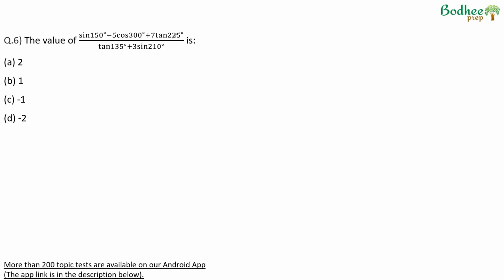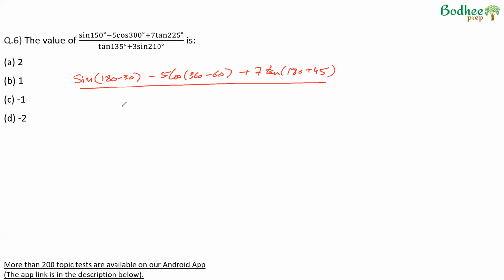Find the value of sin 150, cos 300, tan 225, tan 135, sin 210. Sin 150 will be sin(180 minus 30), minus 5, cos 300 will be cos(360 minus 60), plus 7, tan 225 will be tan(180 plus 45), all of them in degrees, upon tan 135 will be tan(180 minus 45), plus 3 sin(180 plus 30). Sin(180 plus 30) is 210.